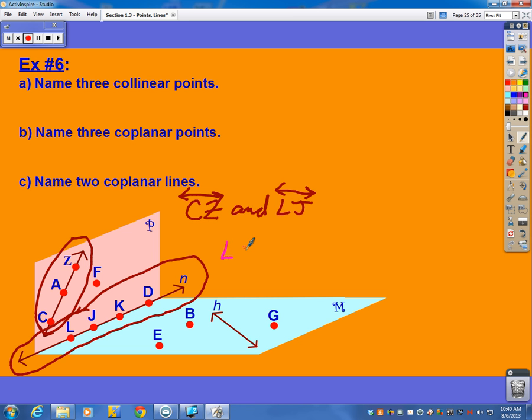Alternatively, I could have said line LJ and line H. So again, this line and that line are technically both in the same plane. Now they're both in plane M.